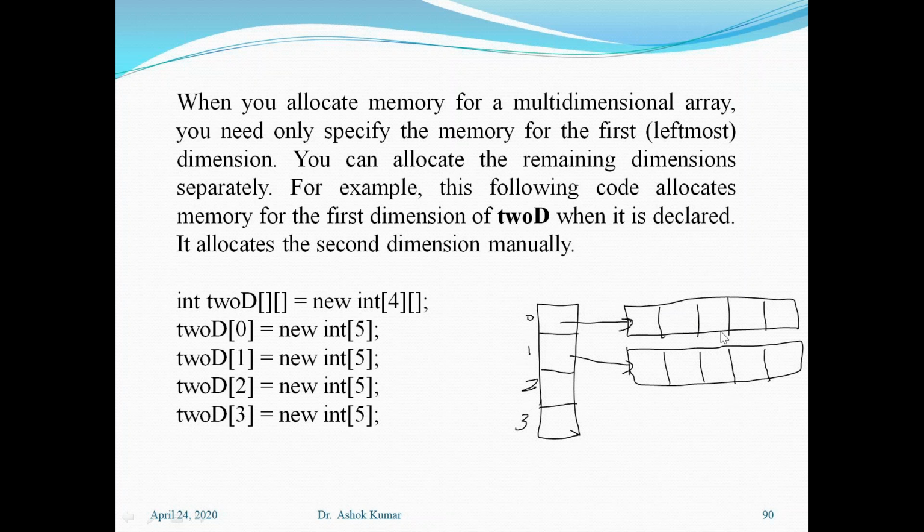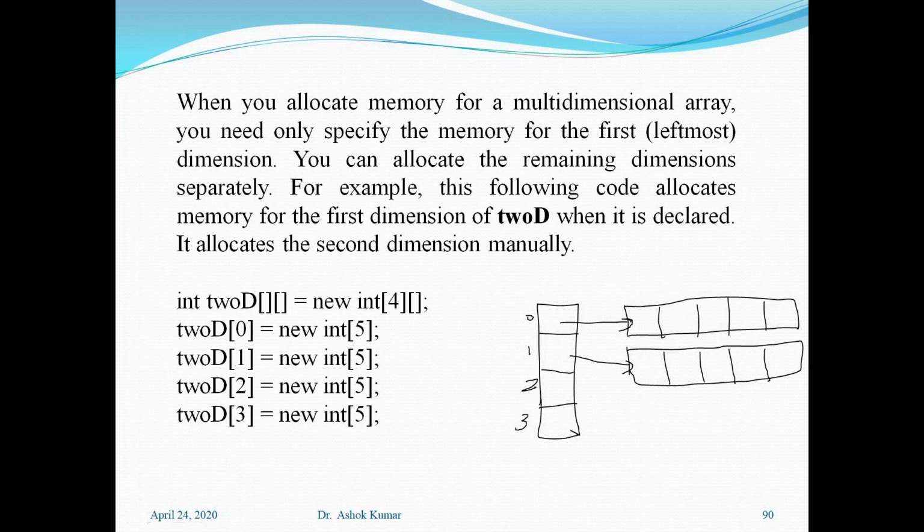So this is basically an array of arrays. This is one array, and every element of the array is of type reference, and every element will hold the address of another one-dimensional array. So this is the meaning of array of arrays. So this is an array, and this array is an array of arrays.